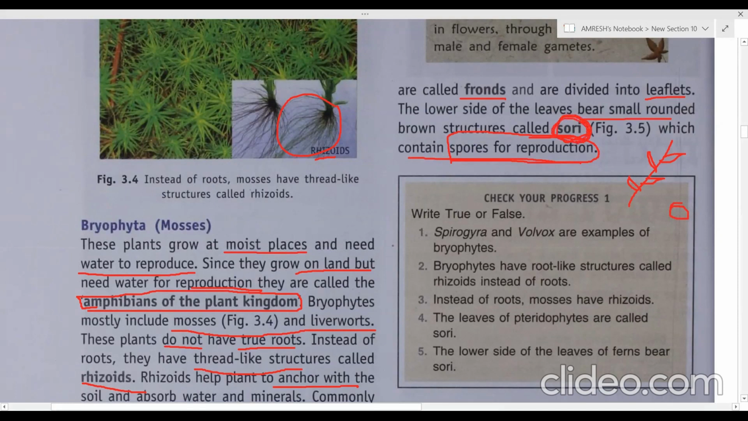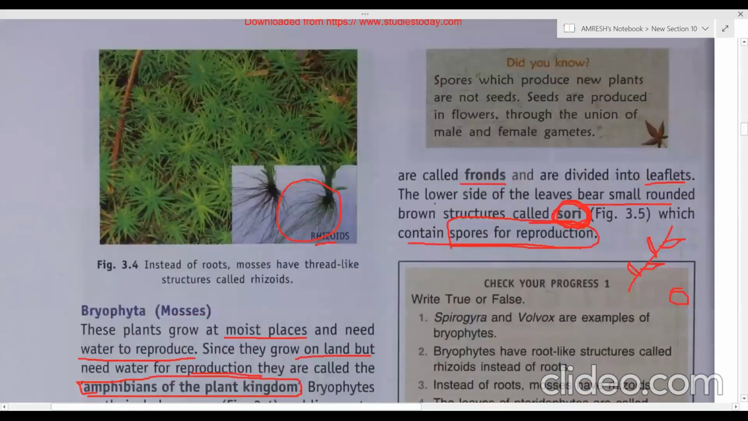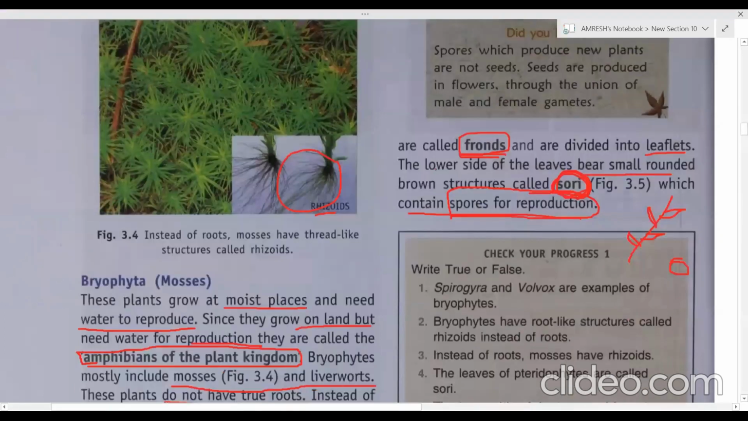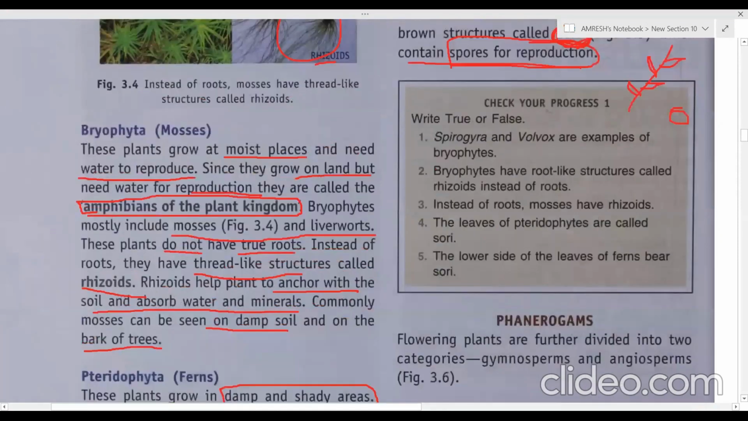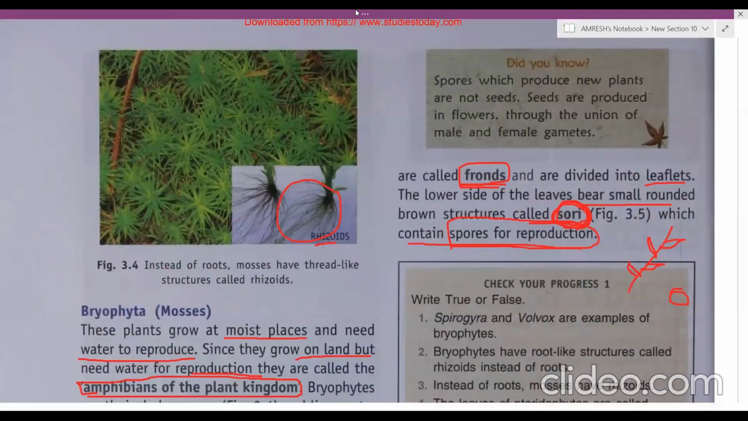Sori. And what are the fronds? The leaves are called fronds. Okay, these points you have to remember. And rhizome is your stem, underground stem. Next part is your phanerogams. And the lower part of the leaf is sori, which contains spores for reproduction.